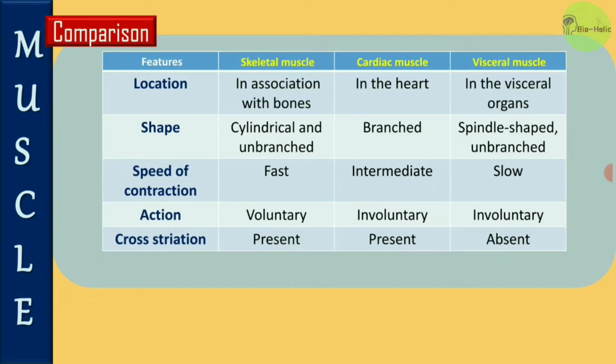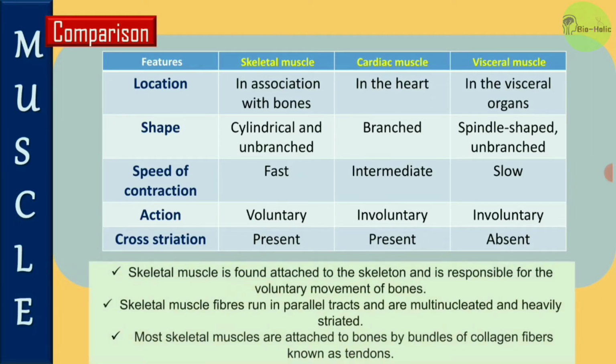The skeletal muscle is a voluntary type of muscle, but the cardiac and visceral muscles are both involuntary in nature. In both skeletal and cardiac muscle, cross striations are present, but in visceral muscle there are no cross striations. That's why it is also called smooth muscle.